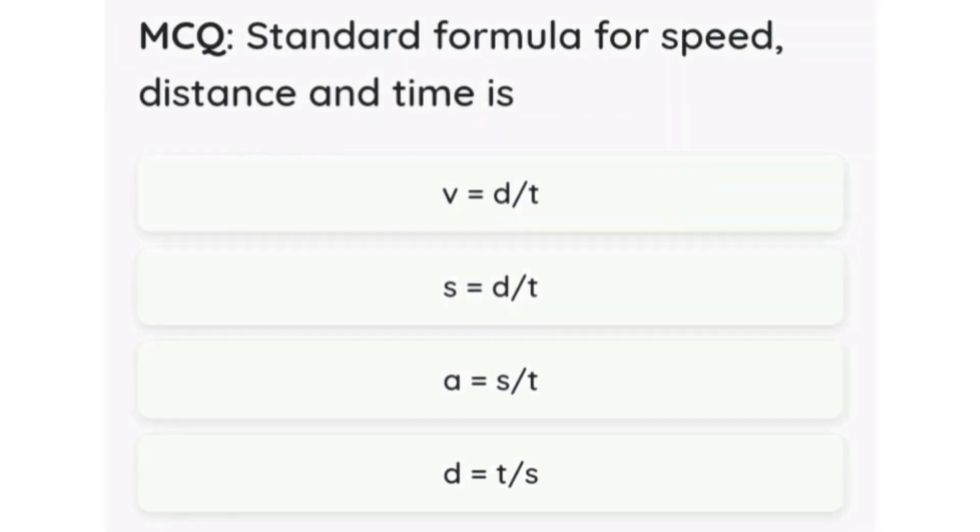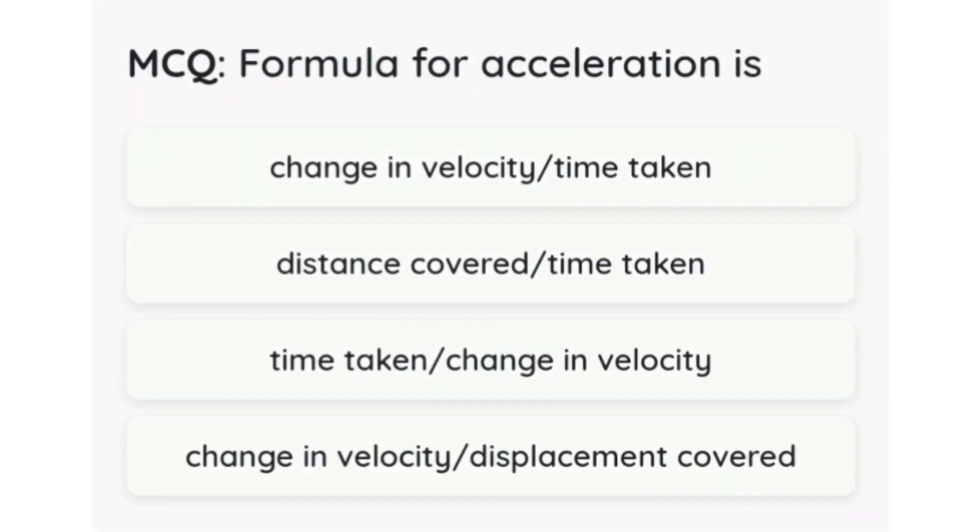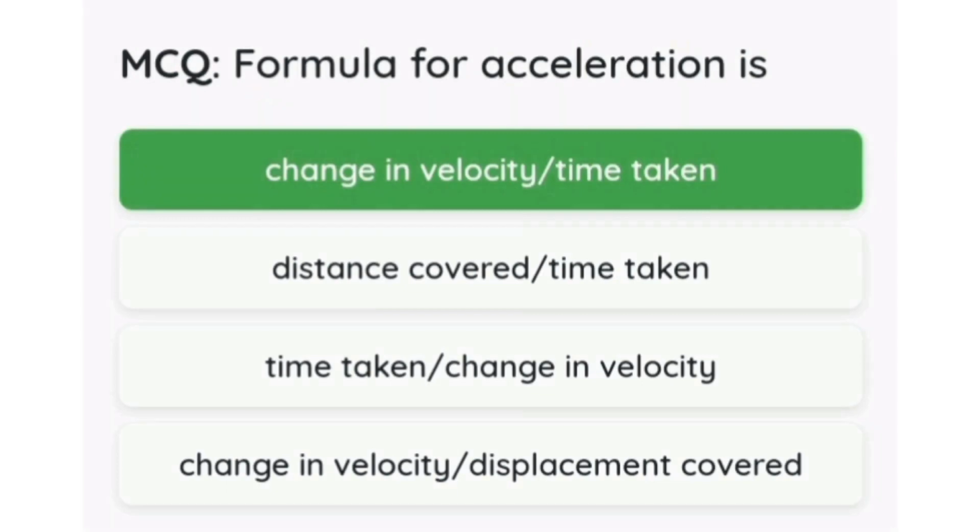So the next one: the standard formula for speed, distance and time is what? As we know, the formula is v equal to d by t, meaning velocity is equal to the rate of change of displacement. So the right formula is v equal to d over t. And next we have the formula for acceleration. As we know, acceleration is the rate of change of velocity. So the right answer is change in velocity with respect to time taken, meaning how much velocity is changed in unit time, that is called acceleration.